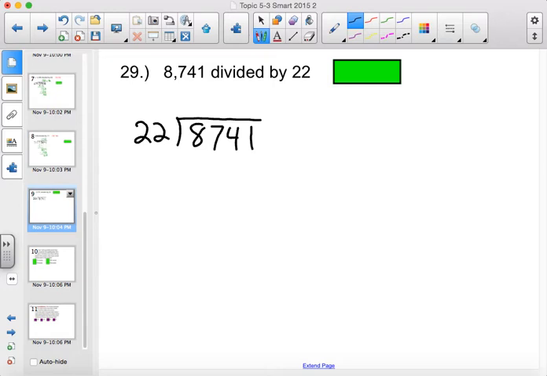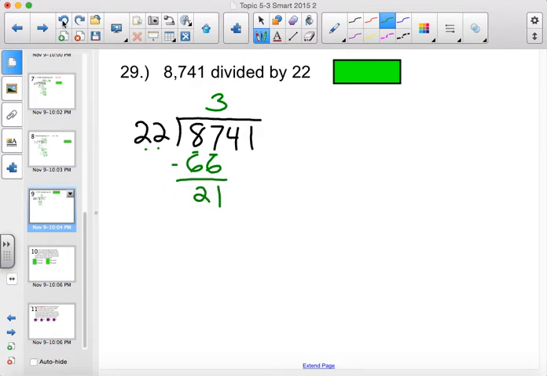8,741 divided by 22. You can see that 22, you cannot divide 8 by 22, but you can divide 87 by 22. 87 can be divided by 22 a total of 3 times. 3 times 22 is 66. We subtract, and we have 7 take away 6 is 1. 8 take away 6 is 2. And we have a very close 21, but it is less than 22, so that is good.